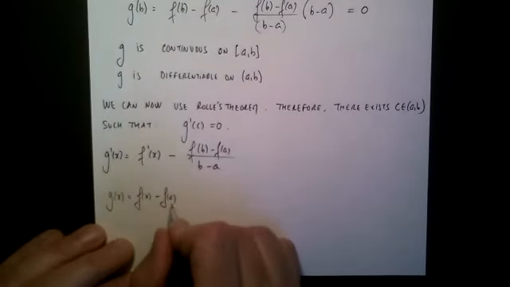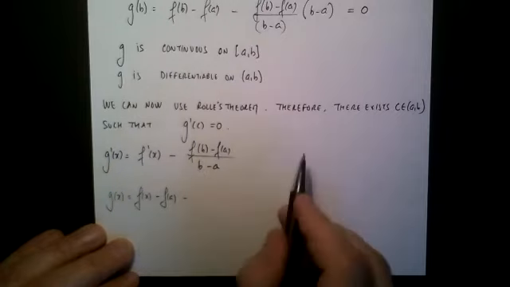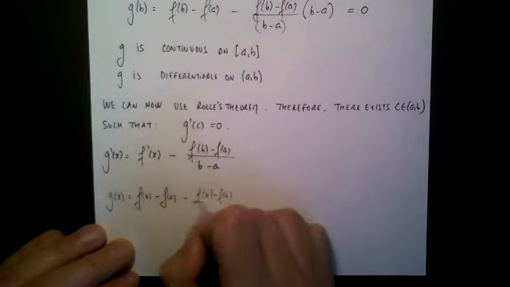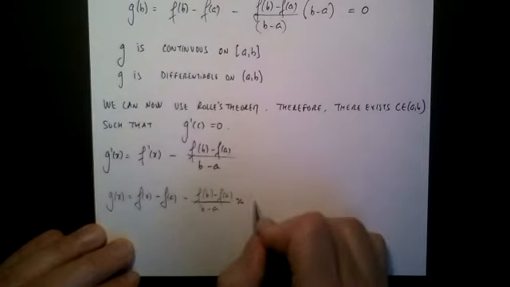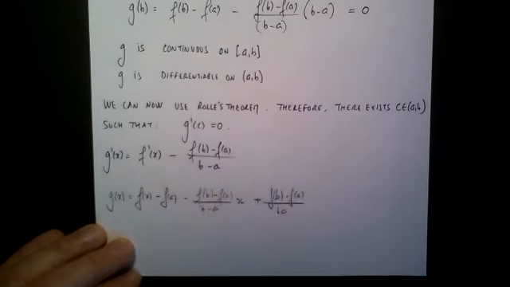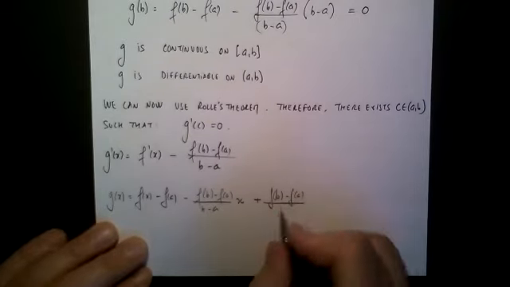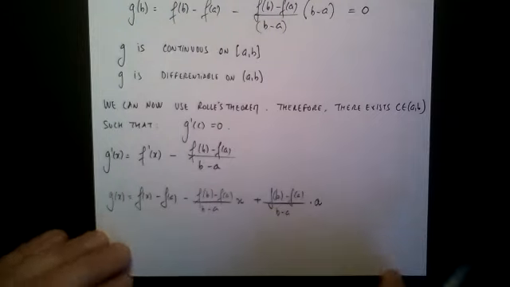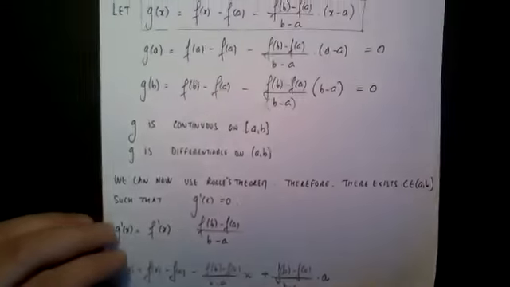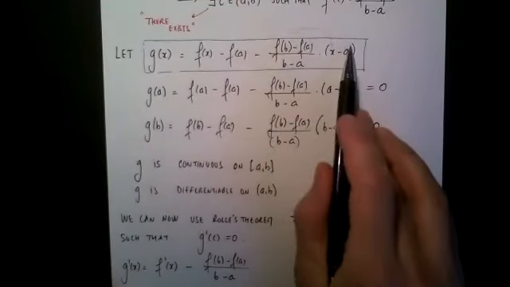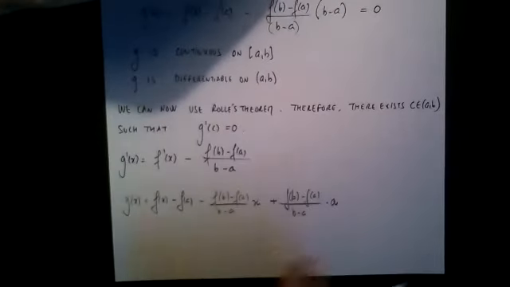So F of X minus F of A minus, and I want to multiply everything inside. So I could have minus F of B minus F of A over B minus A times X, and then plus F of B minus F of A over B minus A times A. Do you understand that this is the same as what we have up here? What I did basically, I did this times X and then this times minus A. And I got this here.